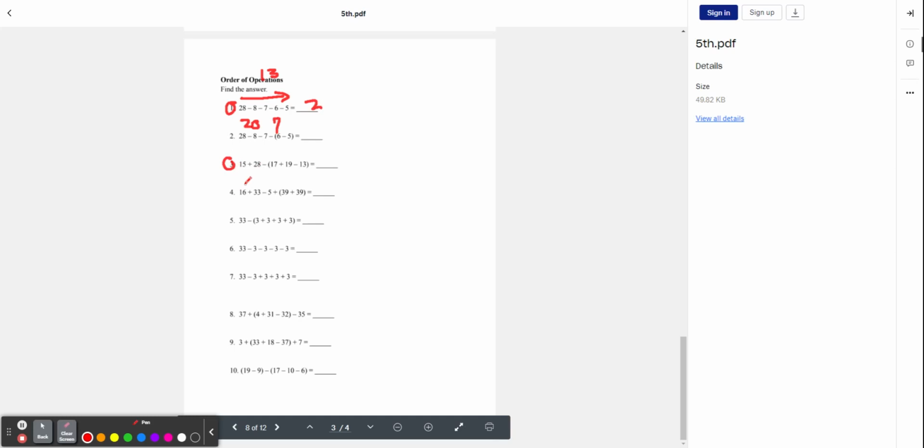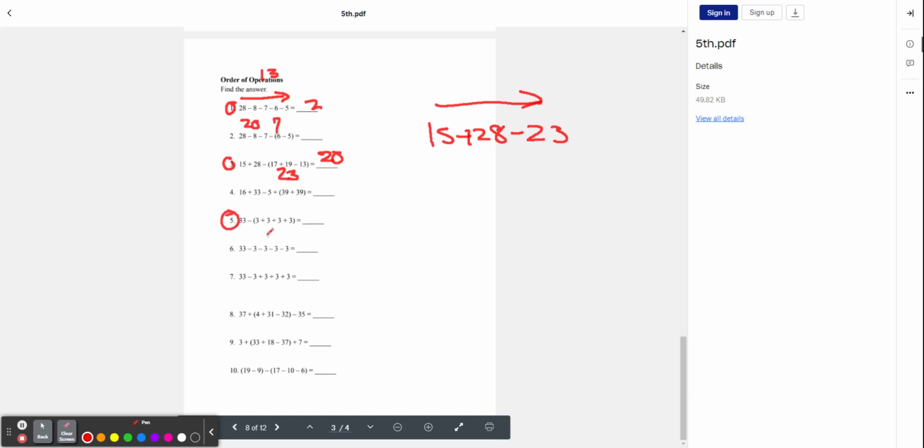Now let's try 3. Now we have a parentheses. So we're going to do what's inside first. So 17 plus 19 is 36, and 36 minus 13 is 23. And now we get 15 plus 28 minus 23. Now we can just go from left to right. 15 plus 28 is 43, and 43 minus 23 is 20.